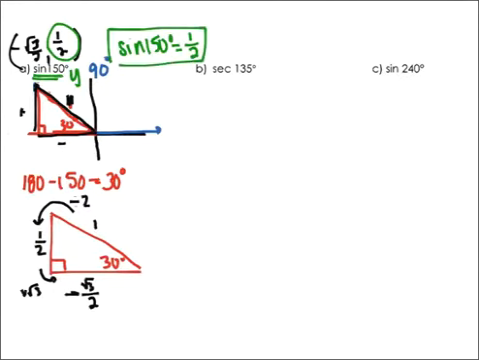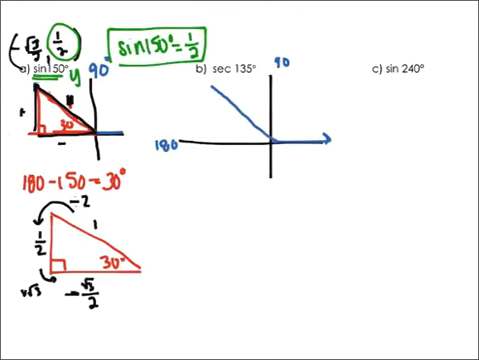Let's try another one. Secant 135. So my first step is to figure out where this is as an ordered pair. So I'm going to make my xy axis here. Let's start over here a little bit. Alright, I've got 90 degrees and 180. So 135 is going to be between 90 and 180. My initial side, 135 is somewhere right there. So this angle is 135 degrees.